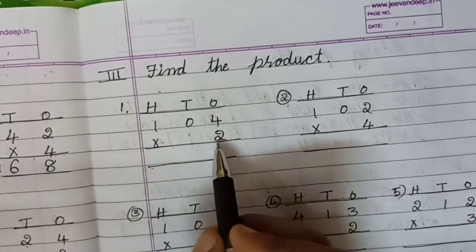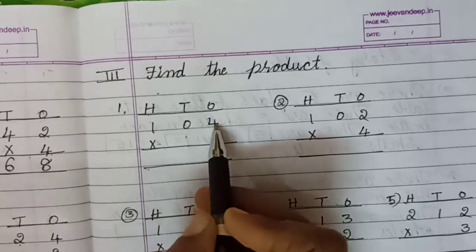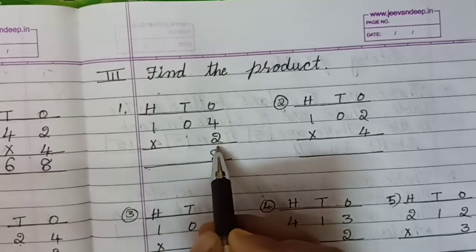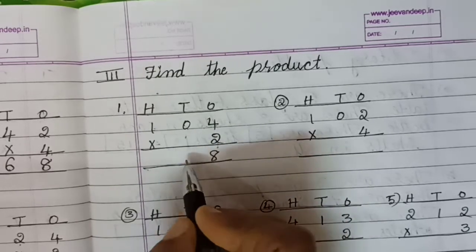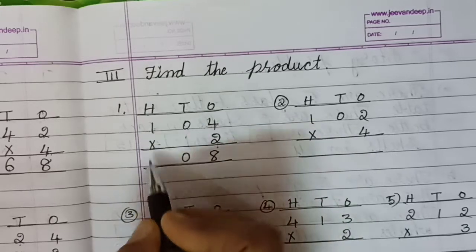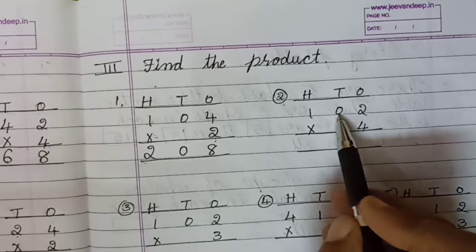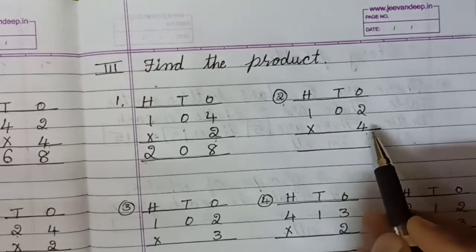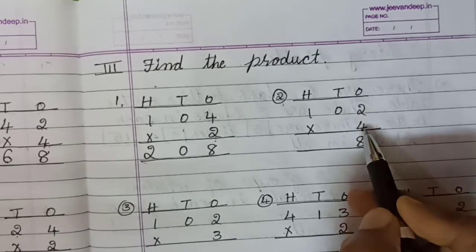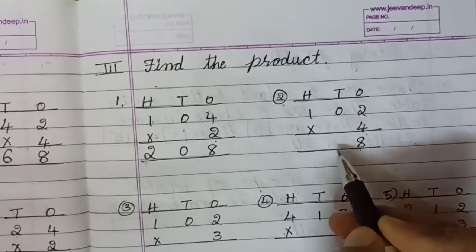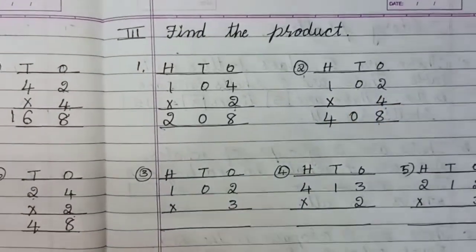Now again you say 2 fours are 8. 104 is there, 104 into 2. Say the table of 2. 2 fours are 8, 2 zeros are 0, 2 ones are 2. Yes, second one. Here 102 into 4. We should say the table. 4 twos are 8, 4 zeros are 0, 4 ones are 4.